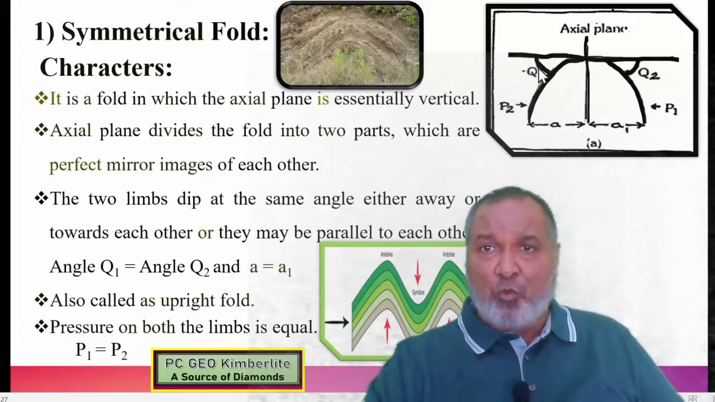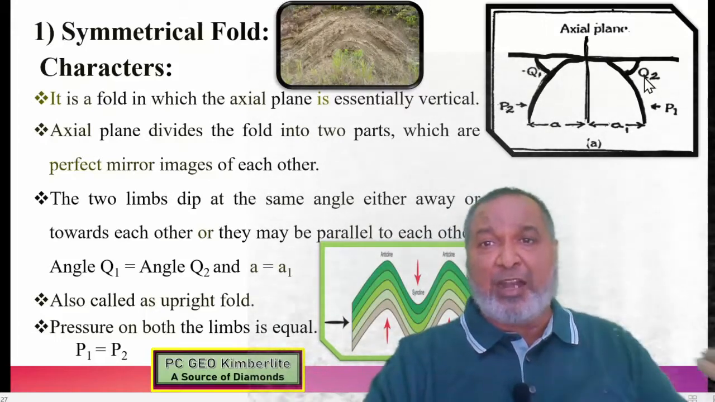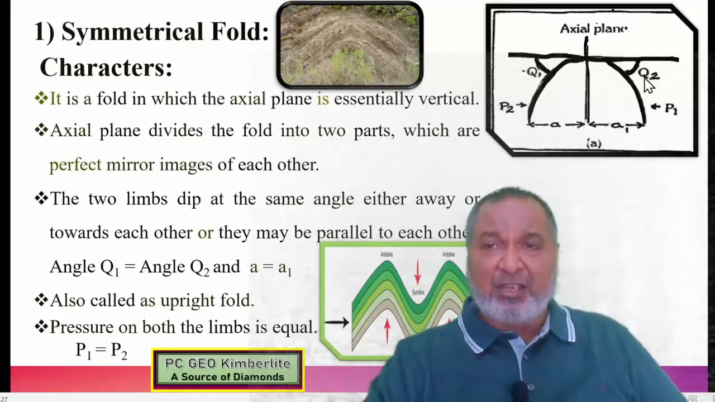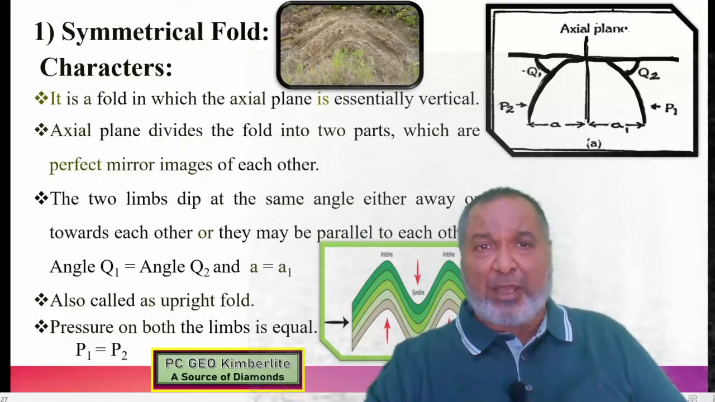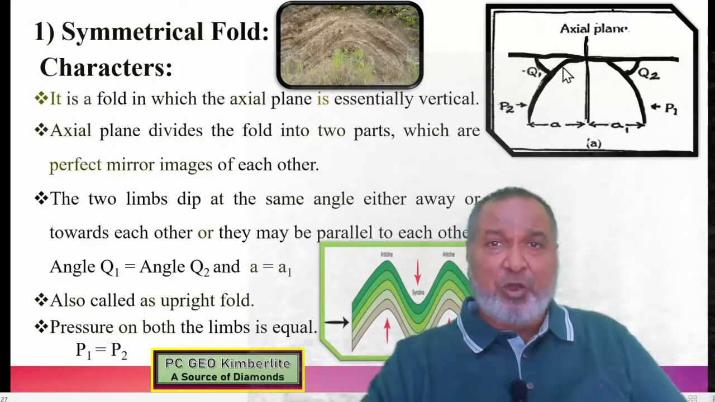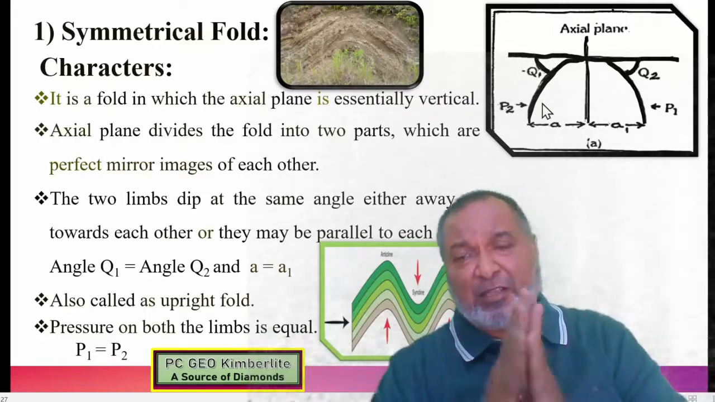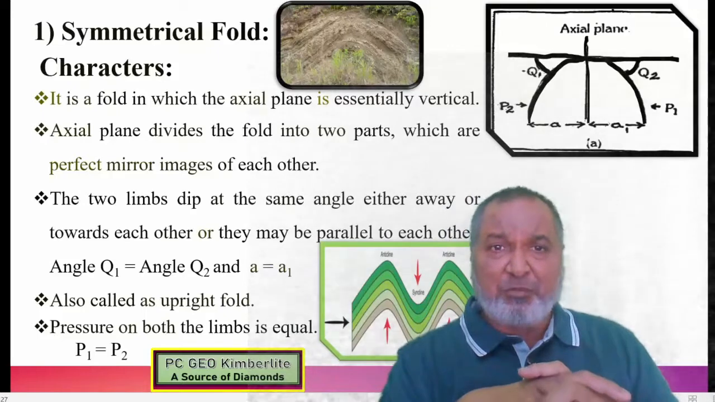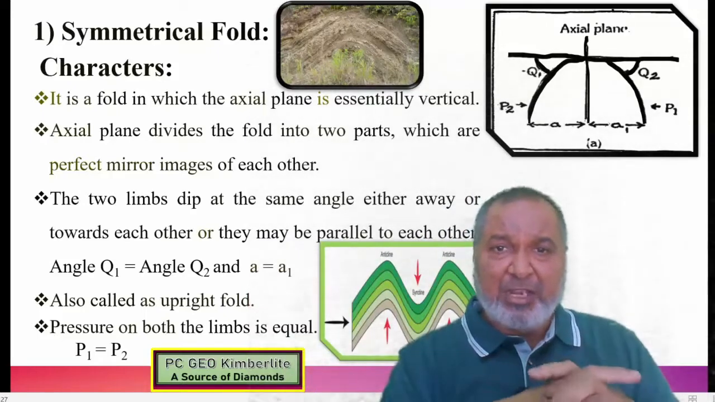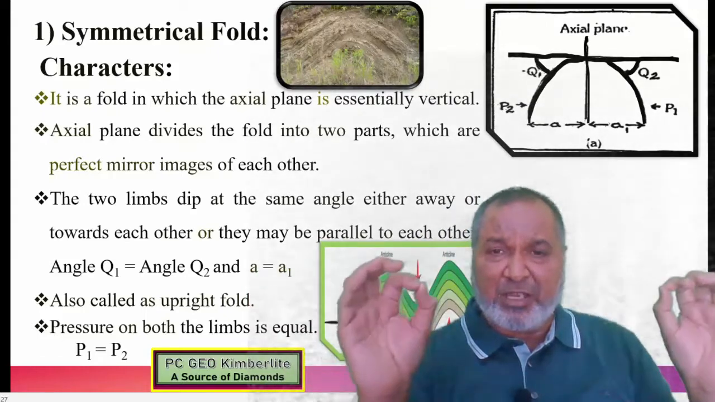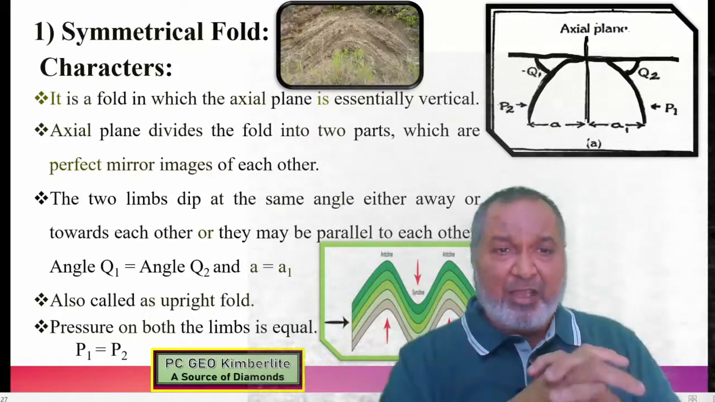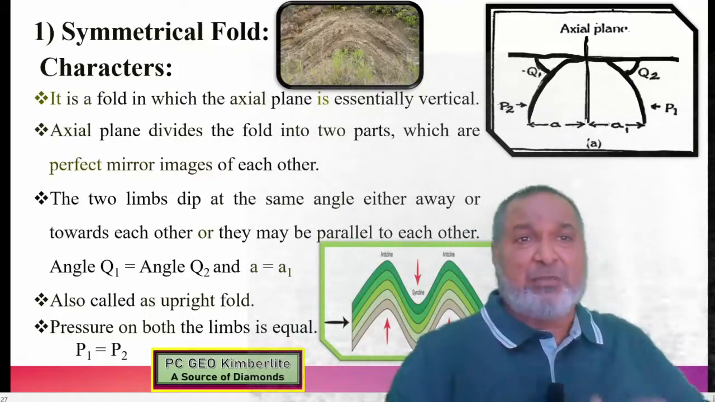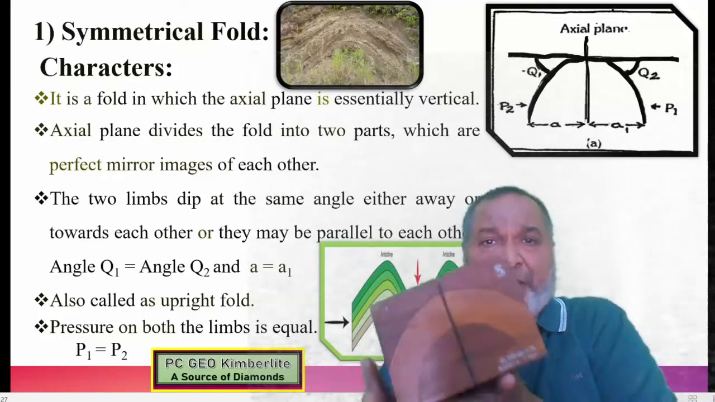The angle Q1 and the angle Q2 are equal. So the axial plane will be essentially vertical. The axial plane divides the fold into two parts which are mirror images. The limbs are dipping away from each other at the same angle, and that is what we call a symmetrical fold.